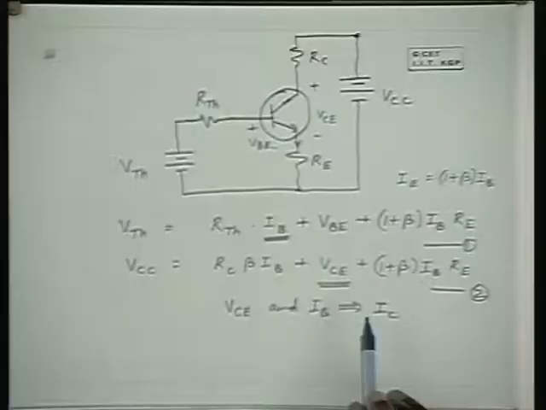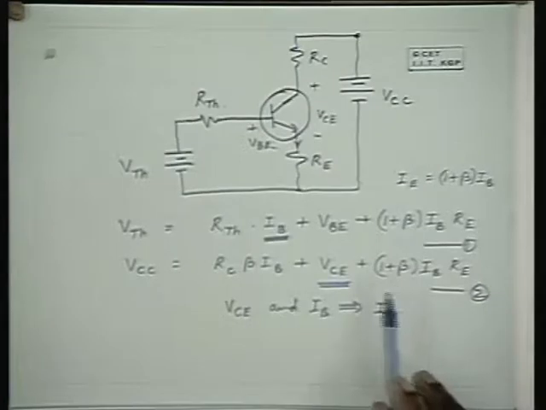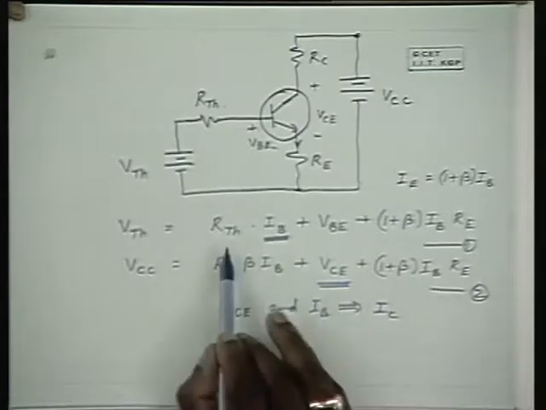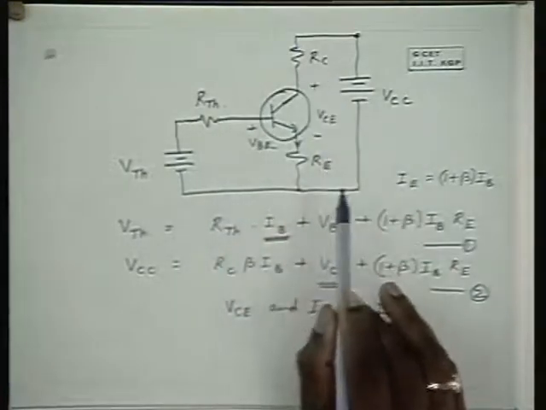And in the design problem, given VCE and IC and beta, thereby IB, you have to determine RC, RE, R Thevenin. You have more number of unknowns here. By properly choosing one, we can find the values of the others. And we shall continue this lecture in the next class.